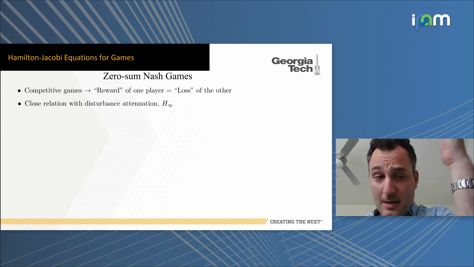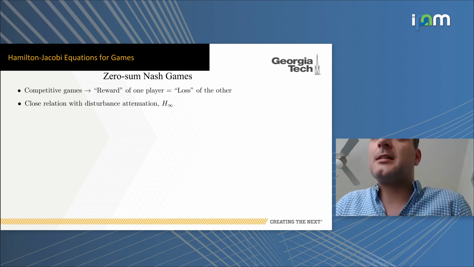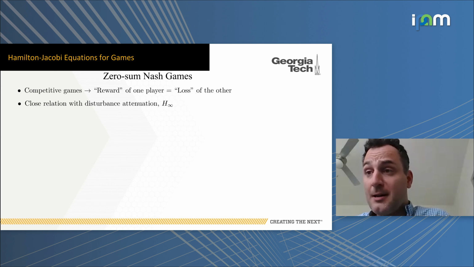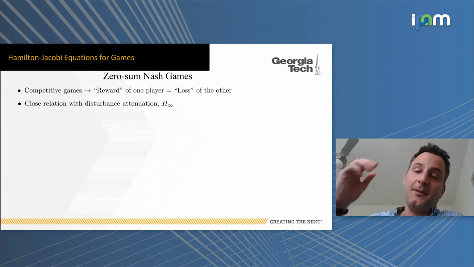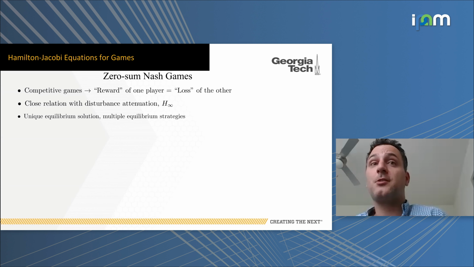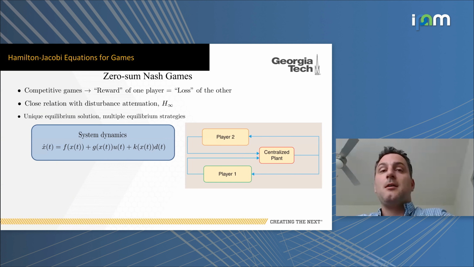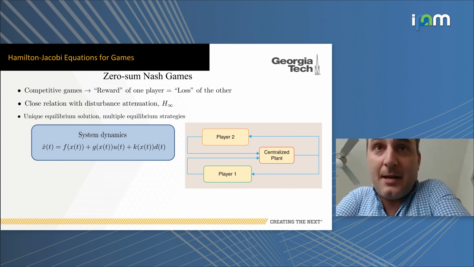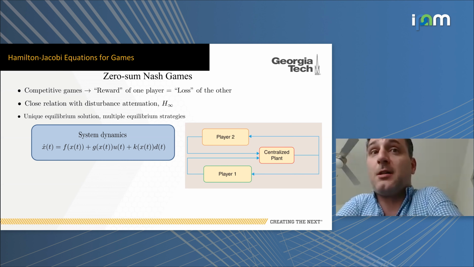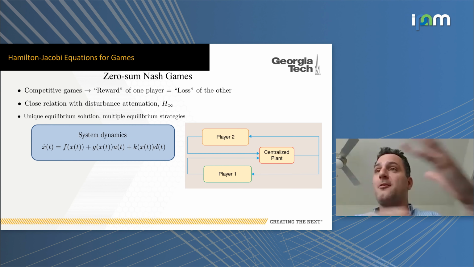And of course, for those of you who are familiar with robust control or H-infinity games, you can think that these zero-sum games are very close to H-infinity control. Okay, so of course, we have a unique equilibrium solution, but we can have multiple equilibrium strategies. Okay, so from now on, whenever I talk about my dynamics, for the zero-sum games, I have x dot equals f(x) plus g(x)u plus k(x)d, where f(x), g(x), and k(x) are nonlinear functions.